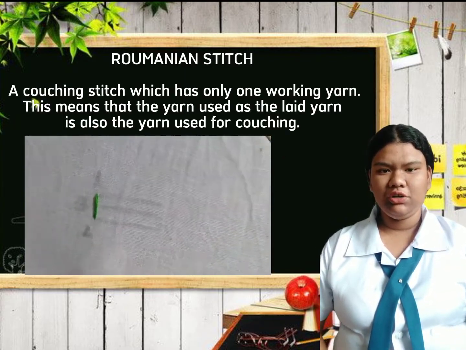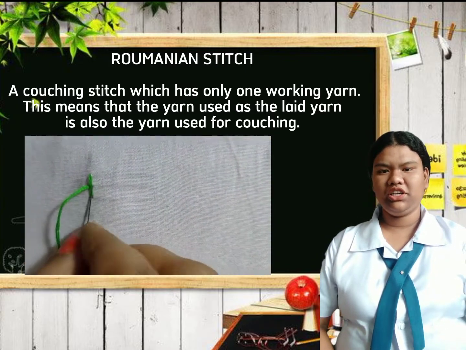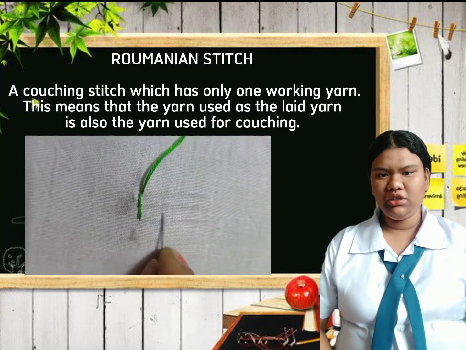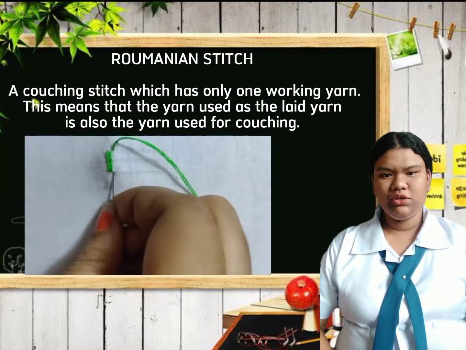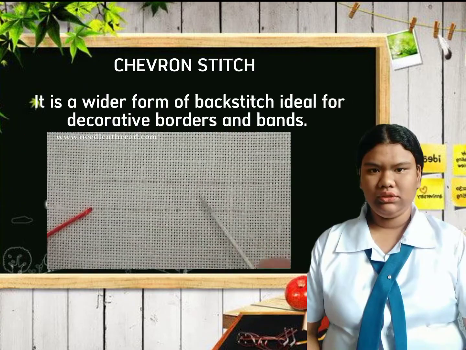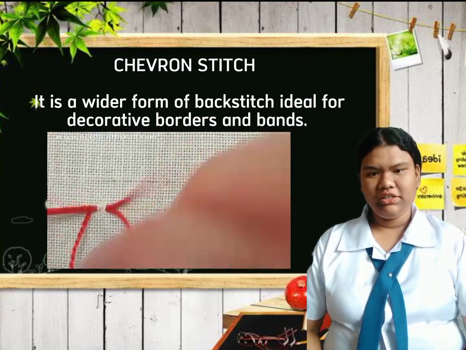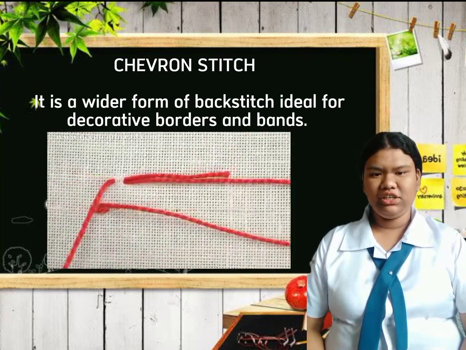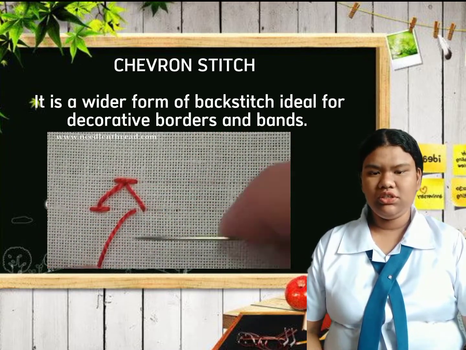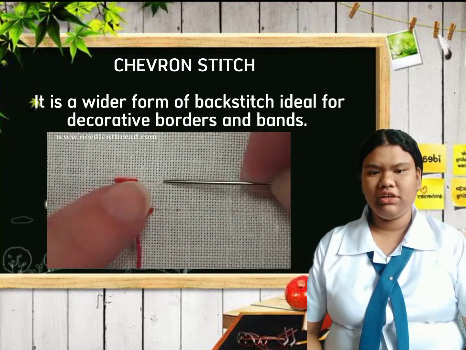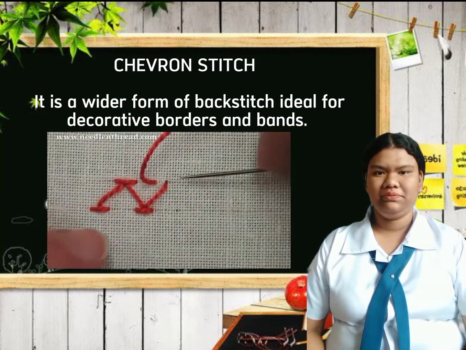Romanian stitch, a couching stitch which has only one working yarn. This means that the yarn used as the laid yarn is also the yarn used for couching. It is also good for decorative work. Chevron stitch. It is a wider form of backstitch ideal for decorative borders and bands. Mostly used for border designs or even like this.